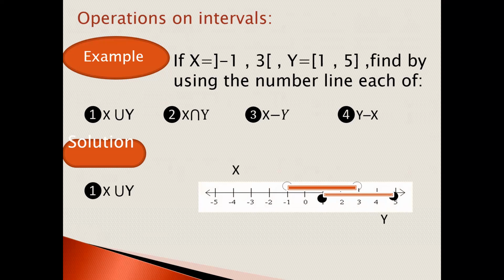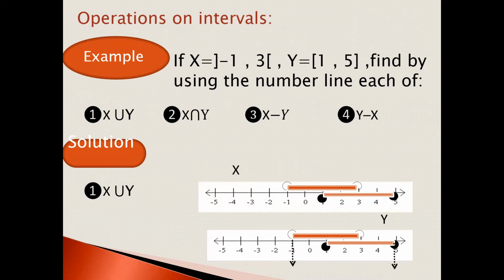I want here x union with y. So I want the numbers in x and in y in one interval. So I'll take the first number, negative 1, and the last number, 5, because I want the numbers between negative 1 and 5. Here the interval will be negative 1 and 5. Negative 1 is open, it will be open. 5 is closed, it will be closed. So the answer will be negative 1 open and 5 closed.